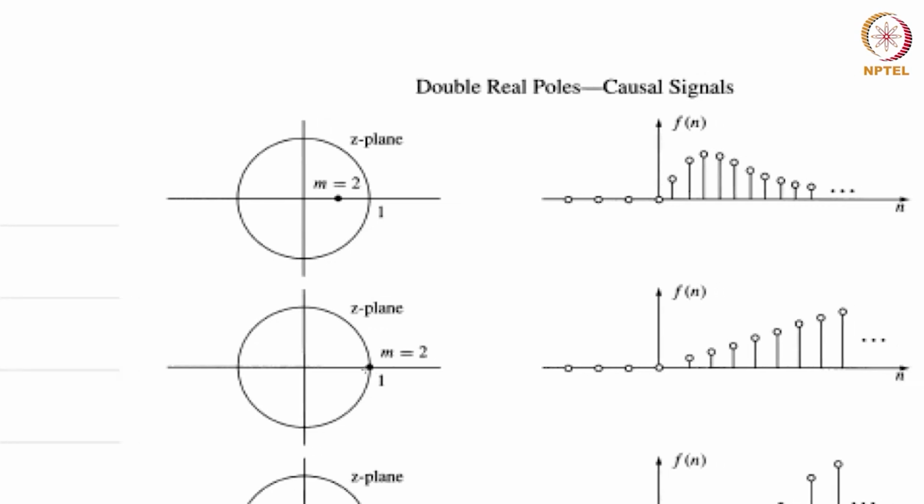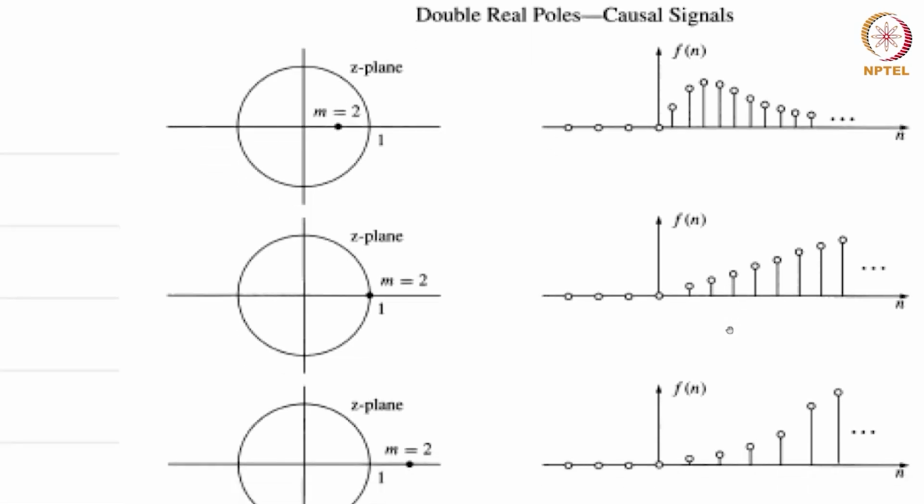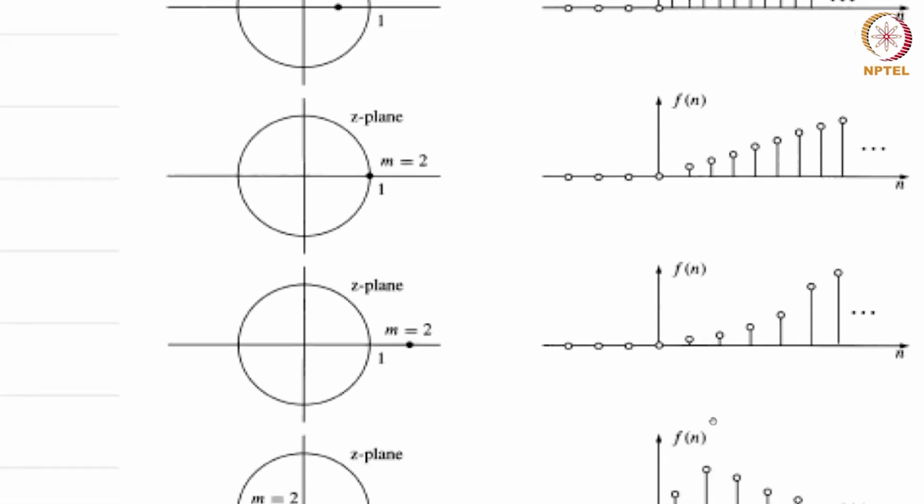Now, if you had a double pole on the unit circle, the output will have the form n times u of n or n plus 1 times u of n, which is what is shown here. Actually, this corresponds to n u of n, because at n equal to 0 you have output to be 0. So, it is a ramp. If it were outside, it will be n times a to the n u of n, but now magnitude of a is greater than 1, therefore, you have this growth.